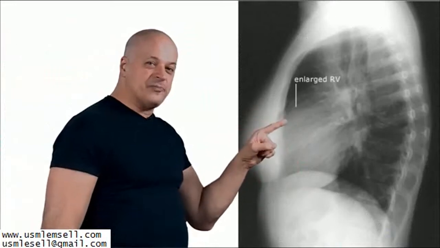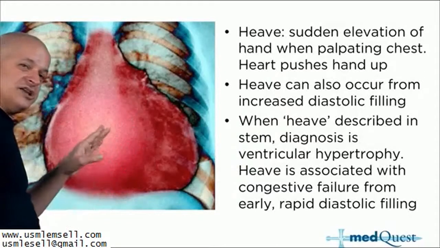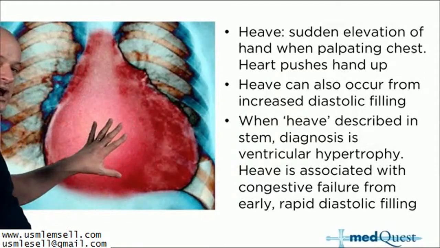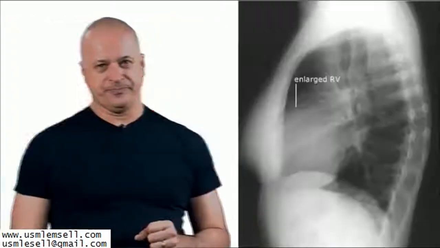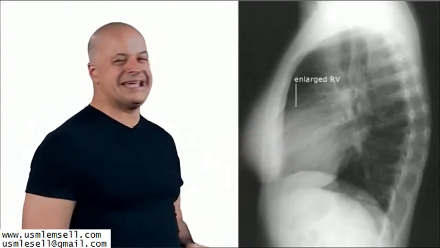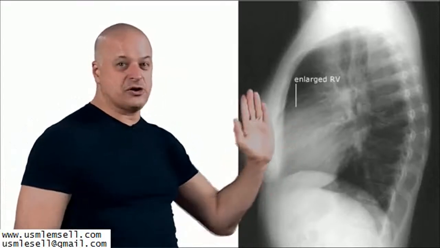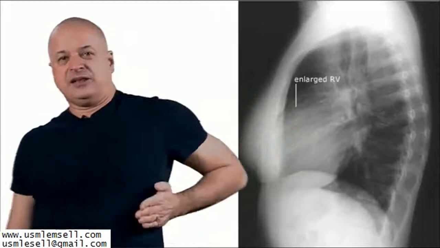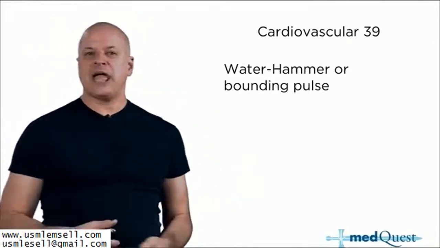The right ventricle. Now, most of the anterior surface of the heart, 75%, is right ventricle. And that gives a heave forward. And left ventricle is, as the name would say, on the left. A heave means ventricular hypertrophy.